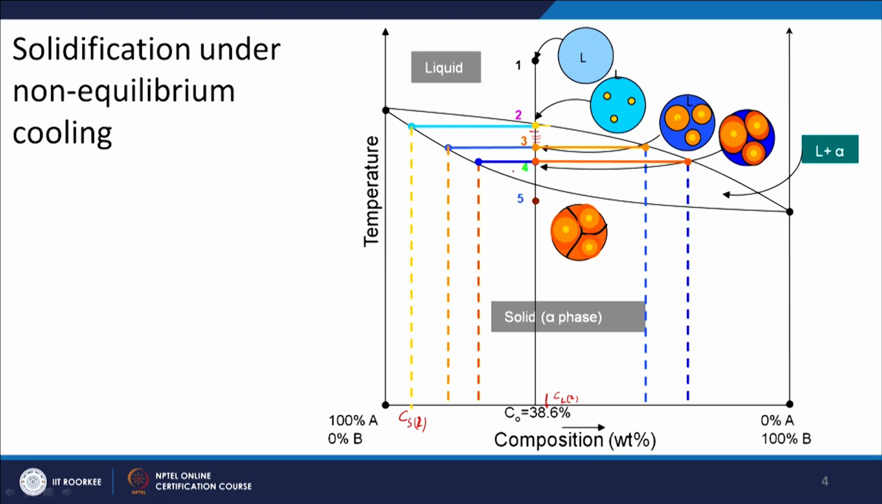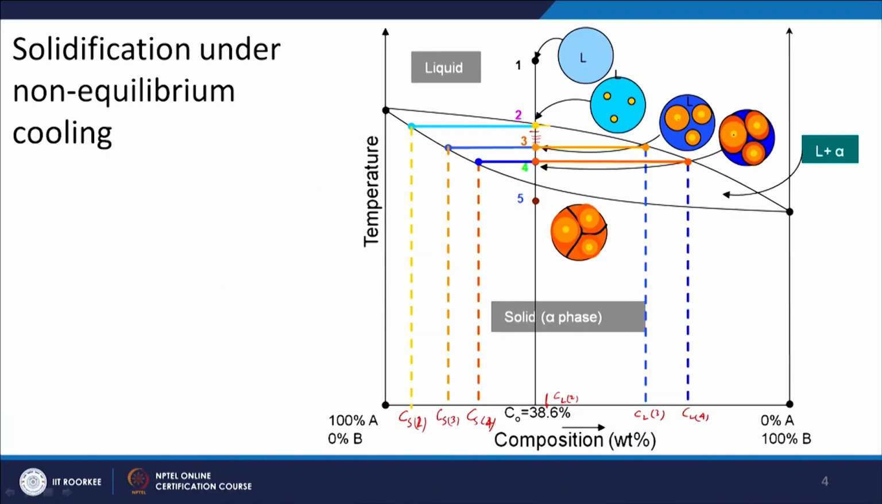Then I will come to point 4. Now again you can see at point 4 I am showing it with a darker orange color. So, this is the composition at stage 2, this is the composition at stage 3, and this is the composition at stage 4. So, I can write CS at stage 3, CS at stage 4, this is liquid at 3 and this is liquid at 4. This is how the composition variation is now imprinted in the solid.